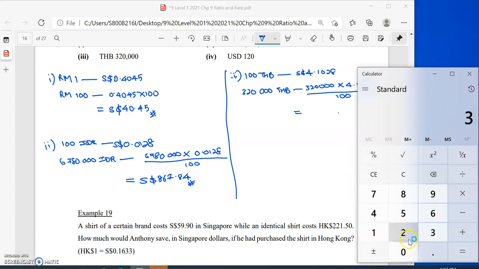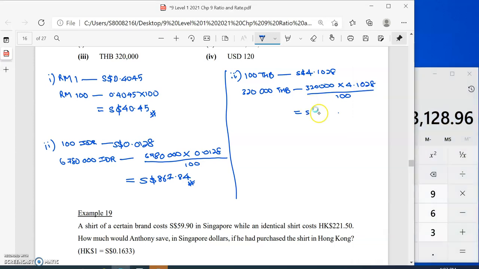Let's see, what do I get in calculation? I have got my 320,000 times my 4.1028, and that answer I divide by 100. It's going to fetch me 13,128 and 96 cents. Let's write that down. 13,128.96 Singapore dollars.